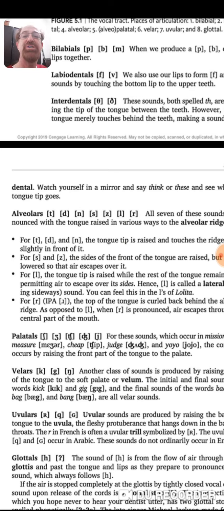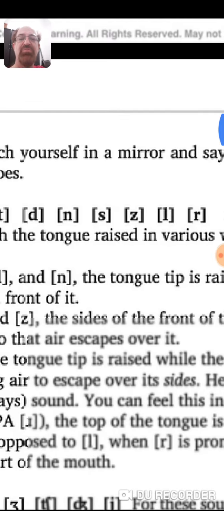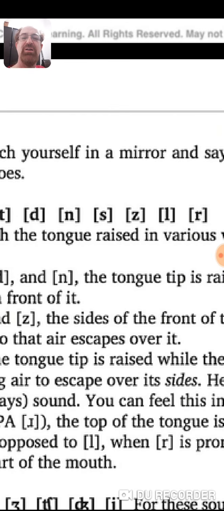Like what? T, d. What is the third one? N. You can see it here. Sometimes they think it's like sh. No, it is not sh. It is s. But in English, they say it's like sh. So, n and s. What is the next one? Z. Not z, Farsi z.